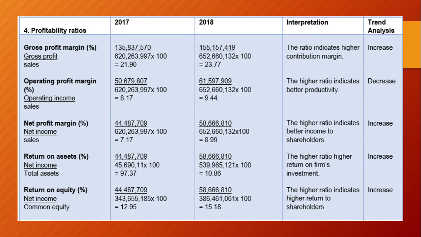For profitability ratios in Apex Healthcare, all ratio calculations increased from 2017 to 2018 except for operating profit margin. It means the company has higher efficiency to generate sales, but it has lower productivity in operations.